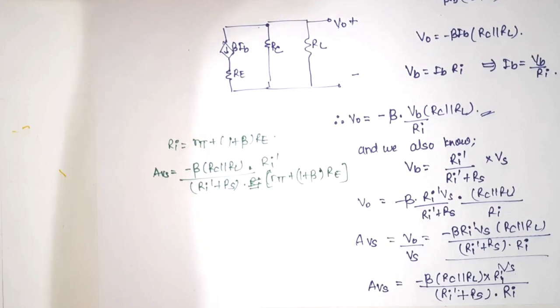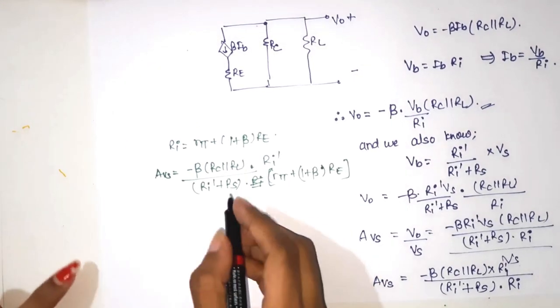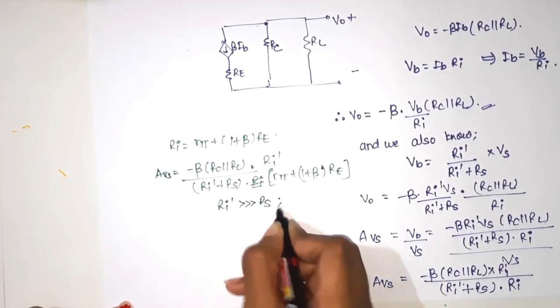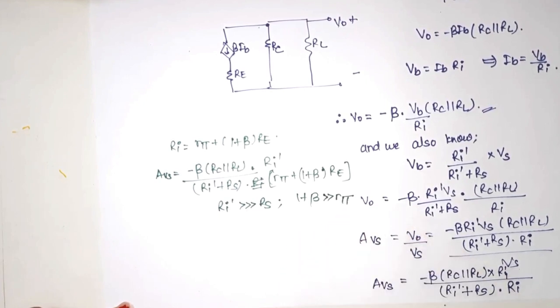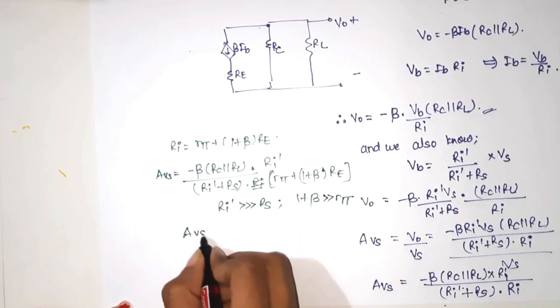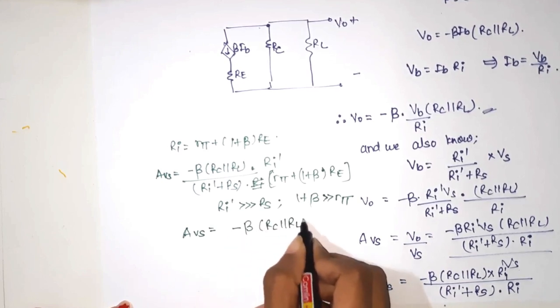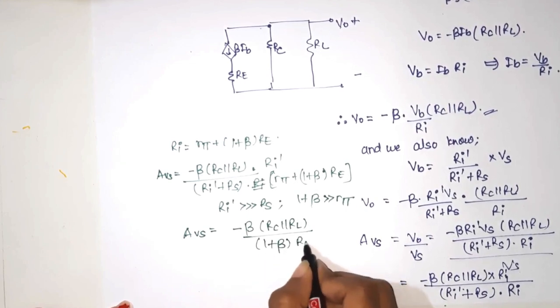Now what if we consider that Ri dash is very much greater than Rs and 1 plus beta times Re is very much greater than R pi? So letting that condition happen, that is Ri dash is very much greater than Rs and 1 plus beta times Re is very much greater than R pi, then AVS gets approximated to minus beta times RC parallel RL, and then this will become 1 plus beta times Re.